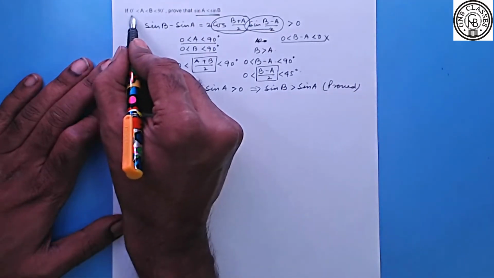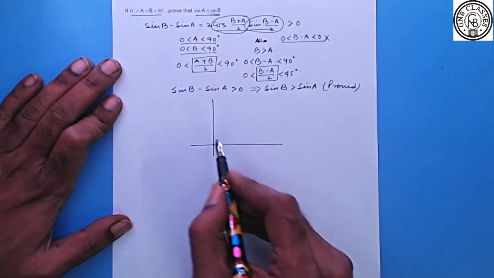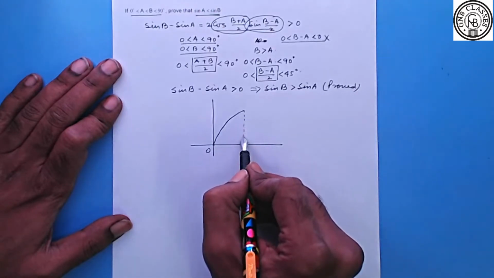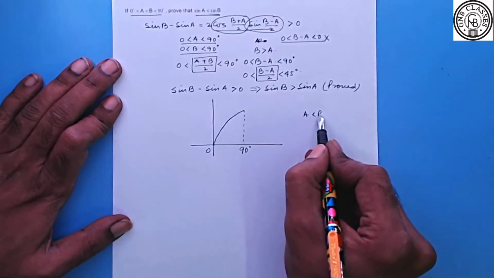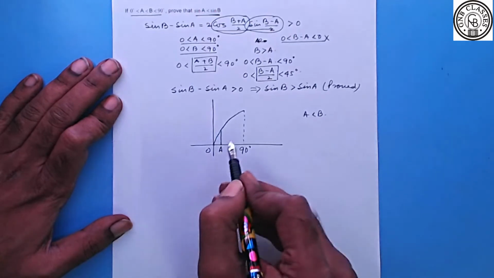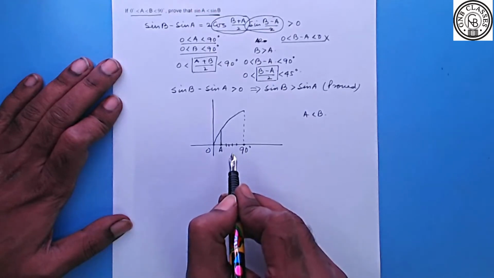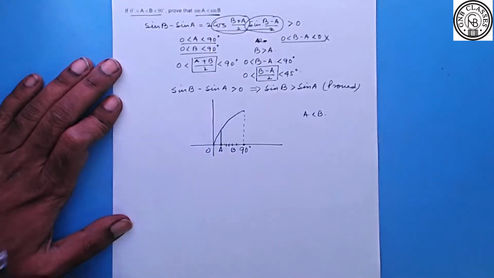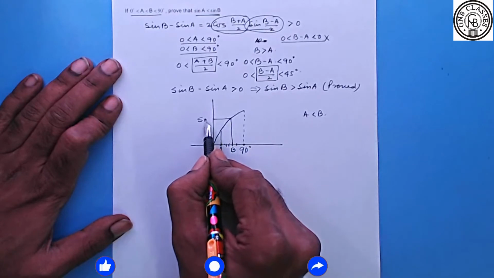Is it clear? Now let me do it graphically. Now A and B are both angles lying between 0 and 90 degrees. So let me just draw a sine graph from 0 to 90. This is 0. This is 90 degrees, right? Now here A is less than B. So you choose anywhere A. Let us say A is here, then B will automatically lie between this point and this point. But wherever it lies, suppose B is here, then the corresponding value of its sine is sine B over here. Yes or no?